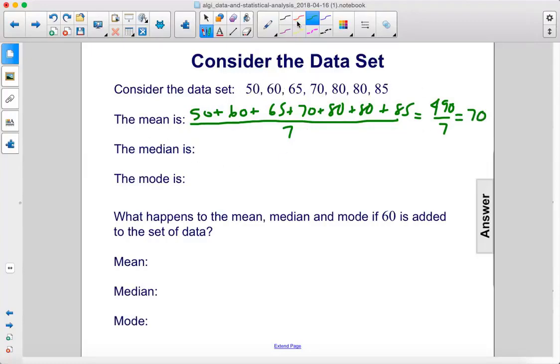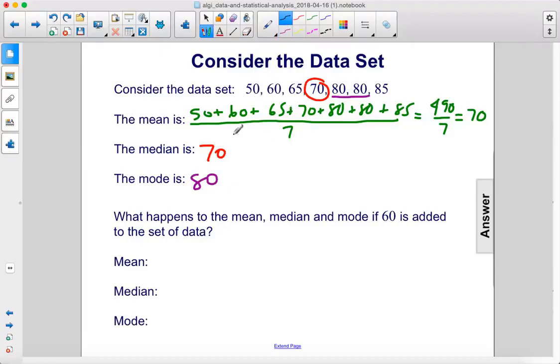The median is, well, the center number. There's an odd number, there's 7 numbers here, so the center number is 70, therefore the median is 70, and the mode is 80, because 80 is in here twice. What happens to the mean, median, and mode if 60 is added to the data set?